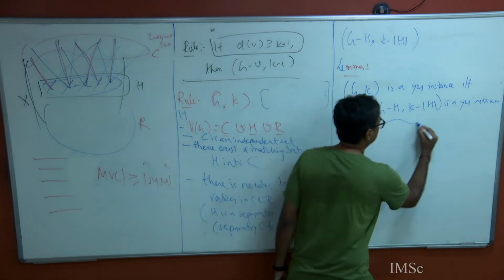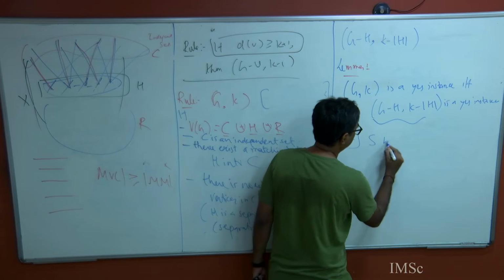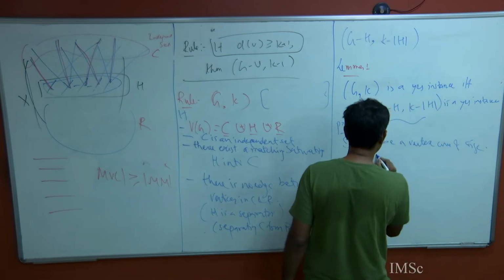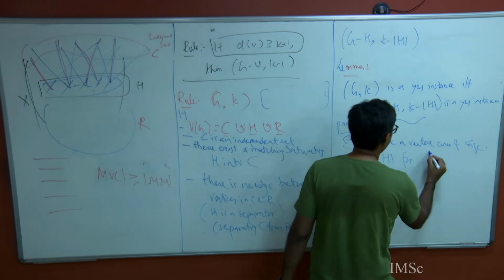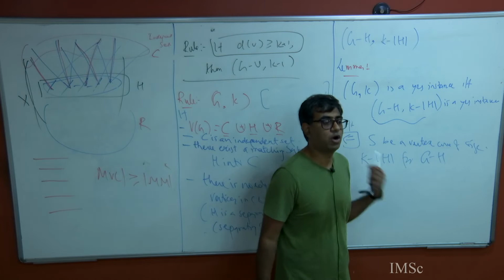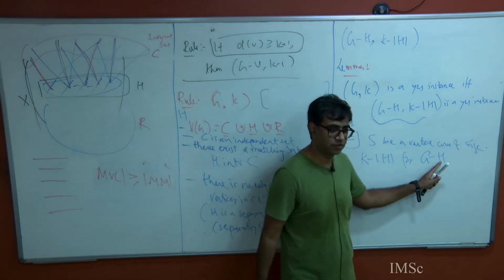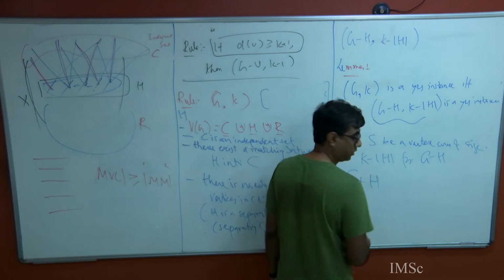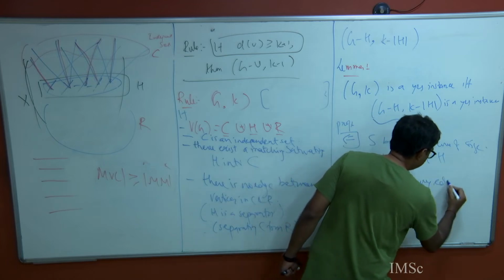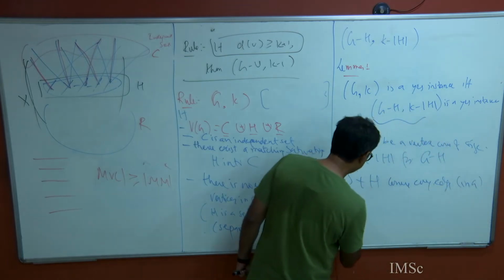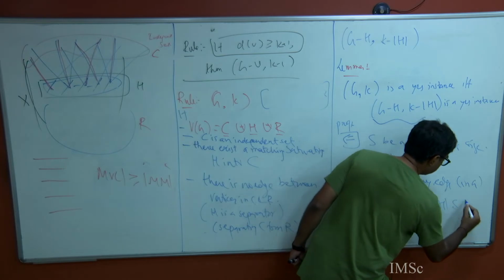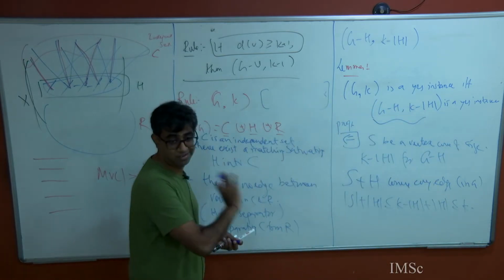Now look at the backward direction. Let S be a vertex cover of size K minus mod H for G minus H. Now this S doesn't cover what edges? All those edges which are adjacent to a vertex in H. If I add S plus H, what is the size of S plus H? S plus H covers every edge in G, of course. And the size is K minus mod H plus mod H, which is K. So this direction is literally obvious.